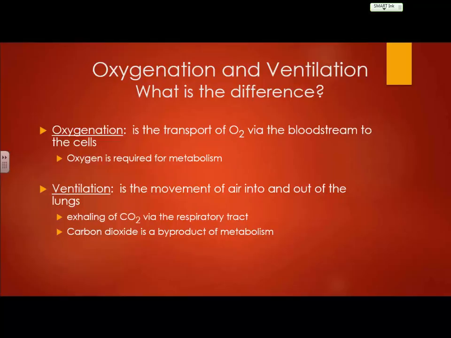So we need good plumbing, we need good tubes, we need good open diameter tubes in order to ventilate. And then we also need good clear alveolar capillary membranes, we need good pulmonary vasculature, we need good cellular perfusion in order to oxygenate.